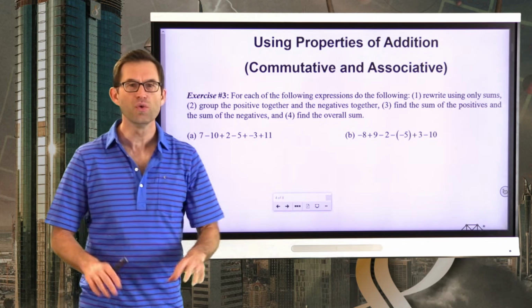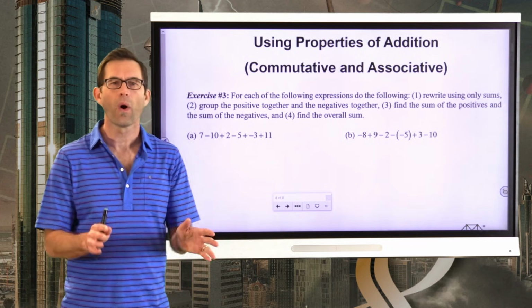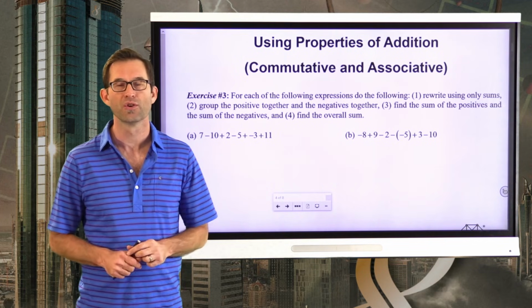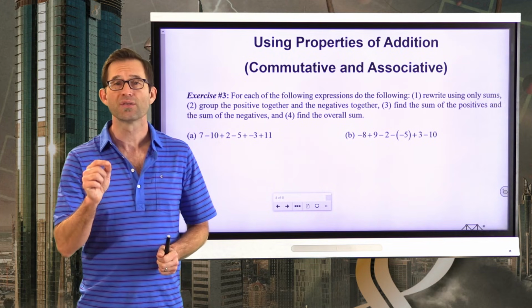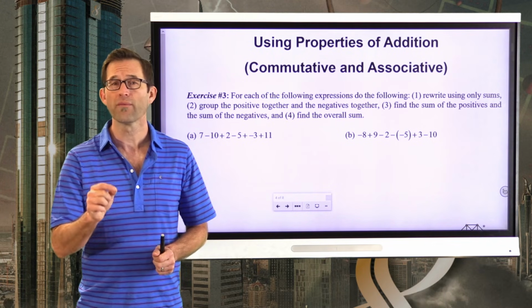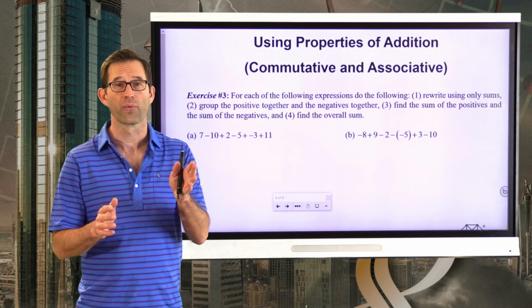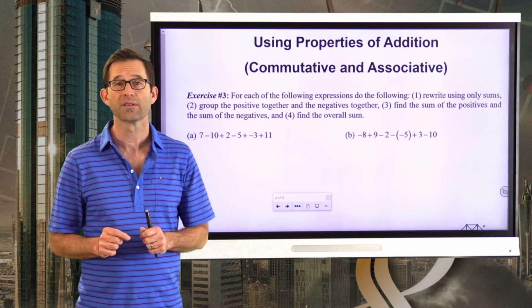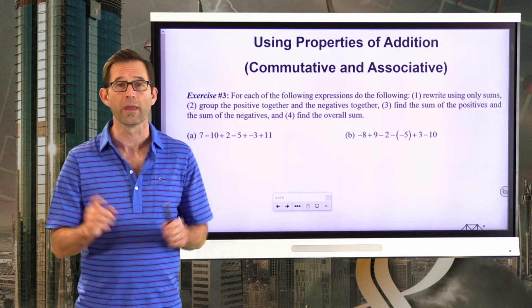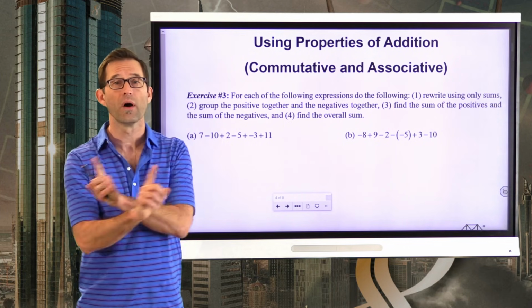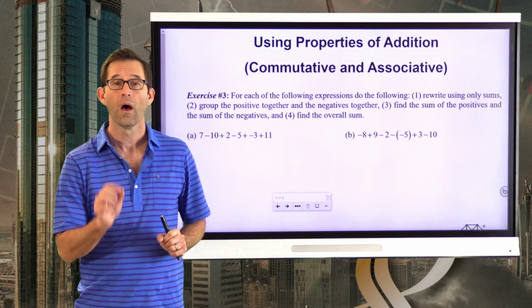All right, using the properties of addition. So this is why we wanted to be able to change subtraction into addition, because addition has two fantastic properties, one of them being commutative. Commutative means that if I add two numbers together, like 3 plus 4, I get exactly the same thing as if I get 4 plus 3. I can switch the order of addition between two numbers.